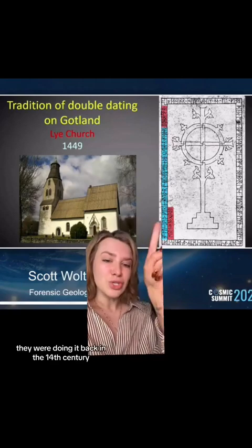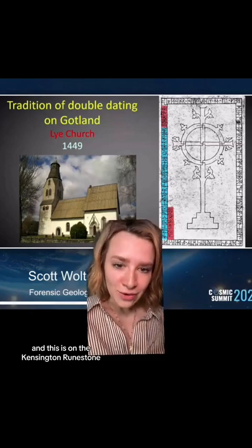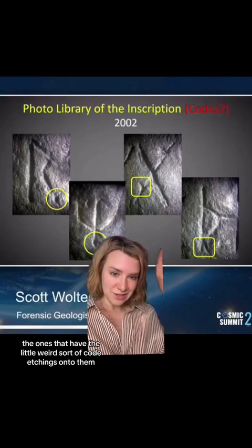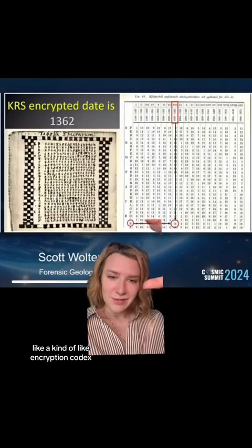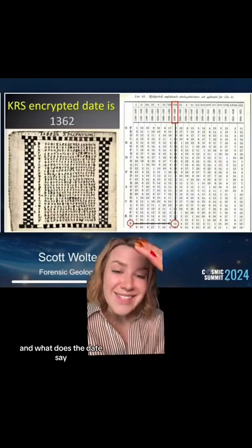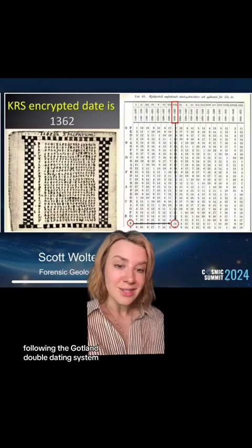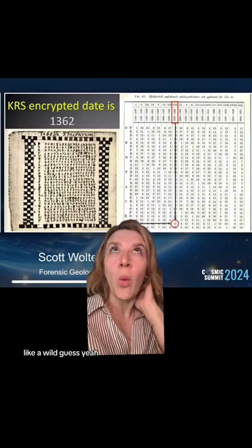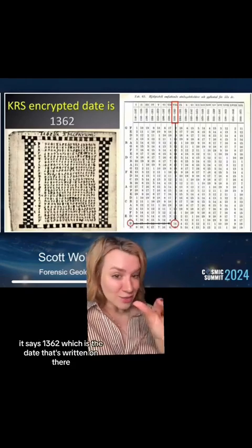Similar to that, they were doing it back in the 14th century, and this is on the Kensington Rune Stone. If you take the runes out and assemble them, the ones that have the weird little code etchings on them, and you put it through an encryption codex, you can get a date. And what does the date say when you line up all of the letters following the Gotland double dating system? What date do you get on the runestone? Take a wild guess. Yeah, it says 1362, which is the date that's written on there.